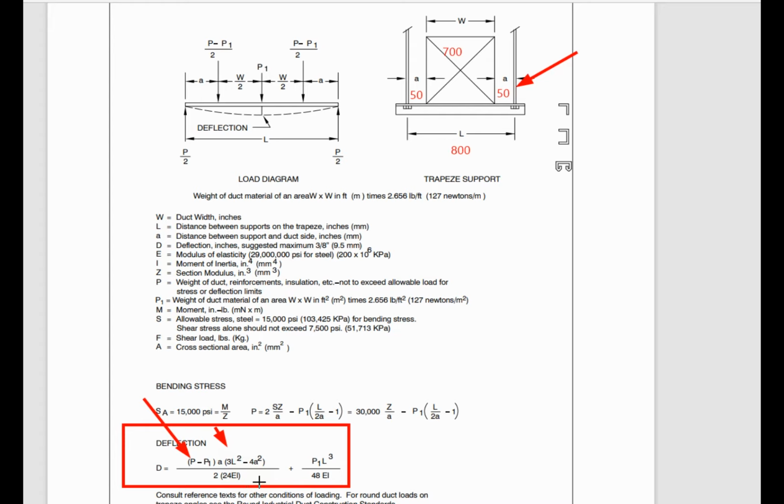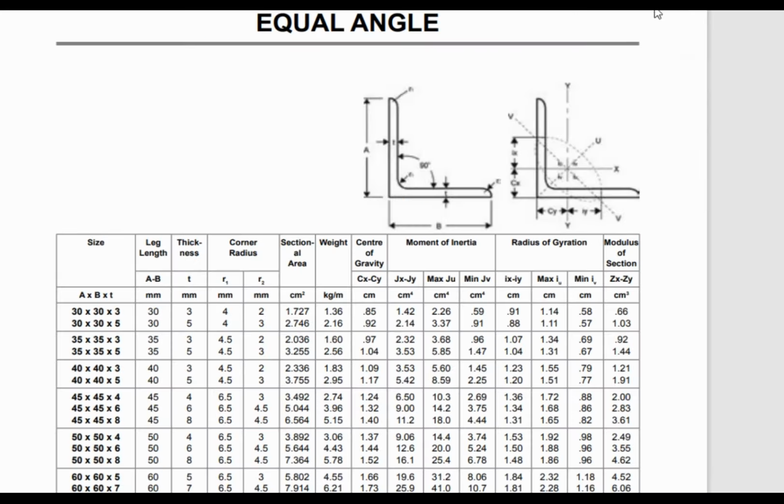And the modulus of elasticity for the steel is 200 GPa. Moment of inertia we will select from the steel properties table of the angle. We use this table to select the angle properties. First we will check for angle size 40 by 40 by 3 mm to check if this angle is safe to work for our duct support.